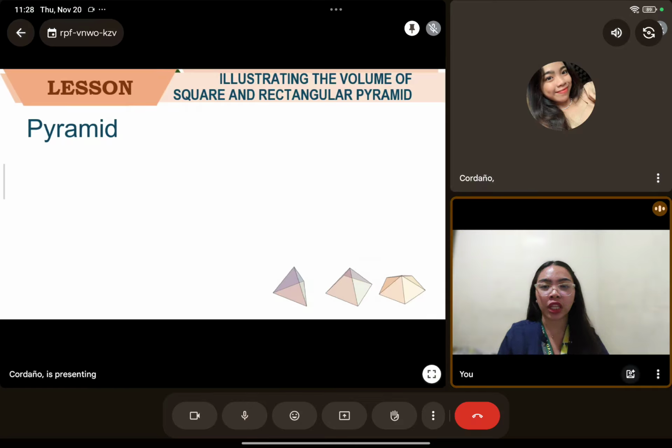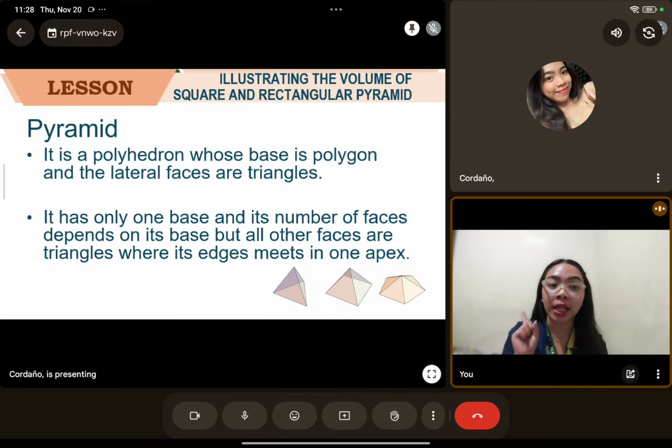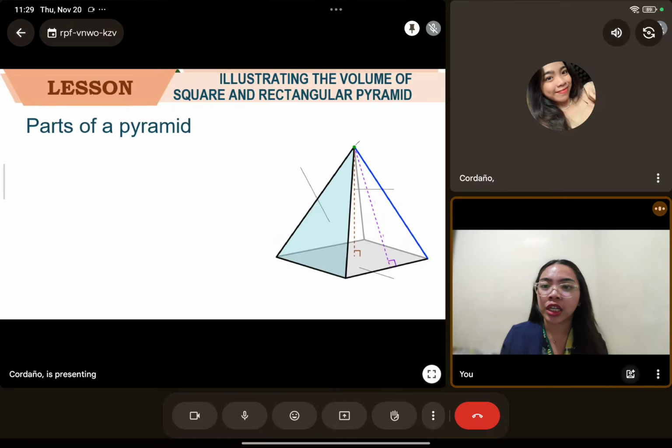So, what do you think is the pyramid? So, first, pyramid, it is a polyhedron whose base is a polygon and the lateral faces are triangles. It has only one base and its number of faces depend on its base, but all other faces are triangles and its edges meet in one apex. Okay, we will now learn the parts of a pyramid.